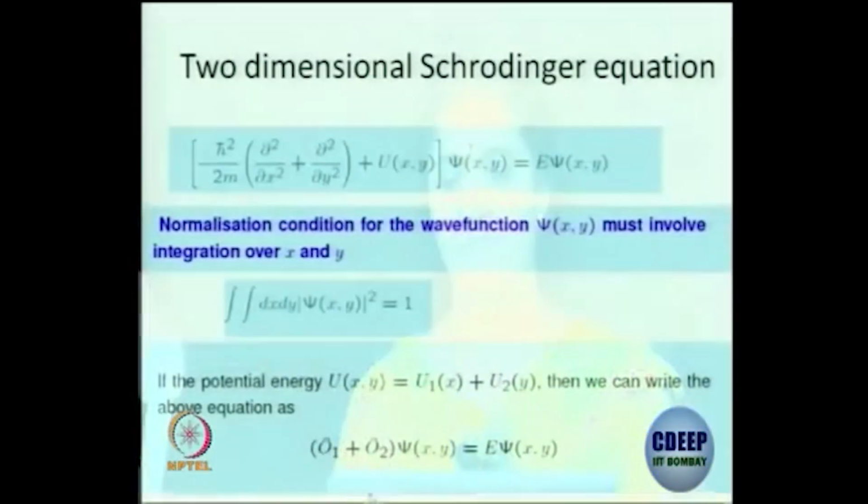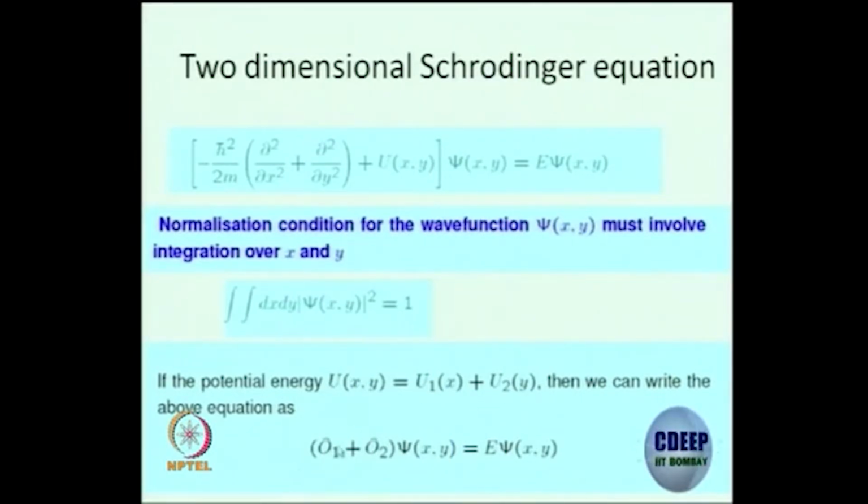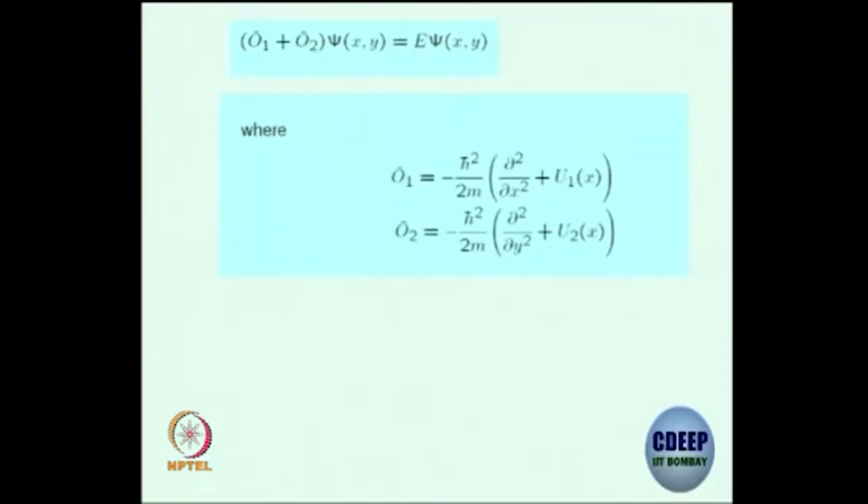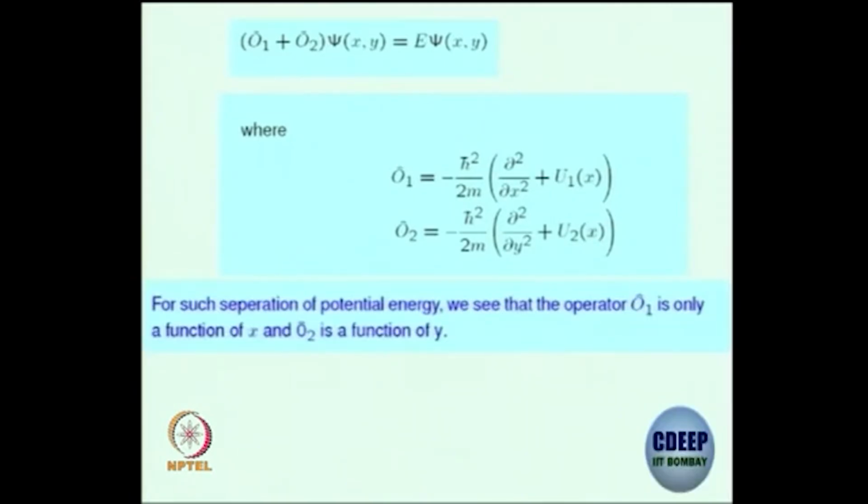That possibility exists only if you can write your differential operator as a linear sum of 2 differential operators, where one is dependent on x and another one is dependent on y. So the 2 differential operators are these, O1 which is dependent on only x and O2 which is dependent on only y. Sorry, there's a typo here, U2 should be y, just correct it, okay.